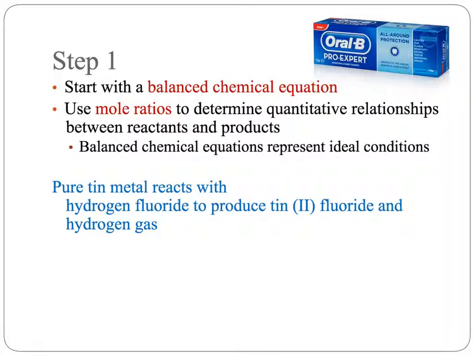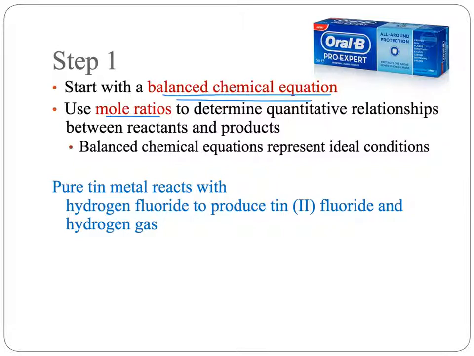So what's the first step in any type of stoichiometric calculation? Well, as I have said many times, you start with a balanced chemical equation because you need to use mole ratios to determine the relationships between your reactants and your products to answer the question of whatever problem you've been given. And if your equation is not balanced, your answer cannot be right.